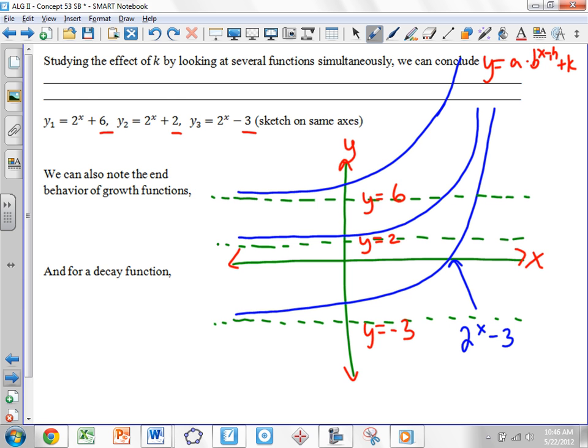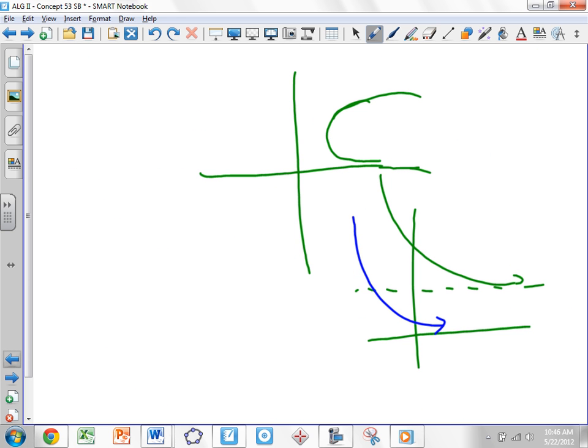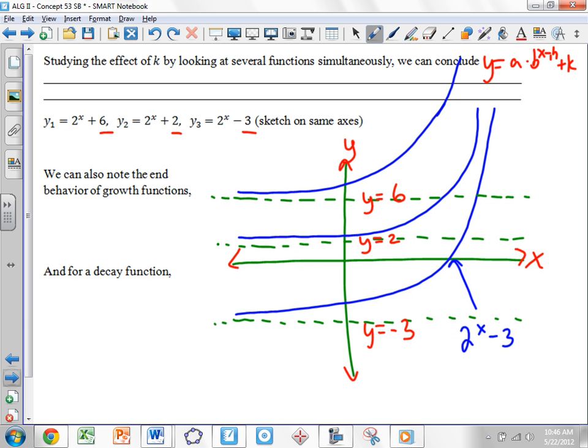If we look back at the notes, at the first page, remember for k we said it's the vertical shift, but it's also the horizontal asymptote. That's where this comes into play now. So when we look at this graph, each of these graphs, that's the first one. The second one was y equals 2 to the x plus 2. And this was y equals 2 to the x plus 6.